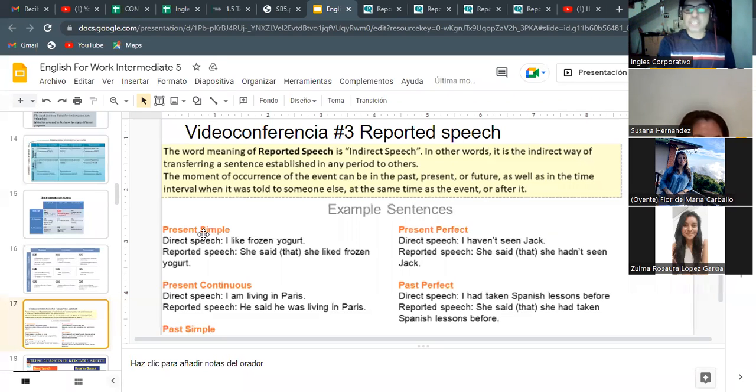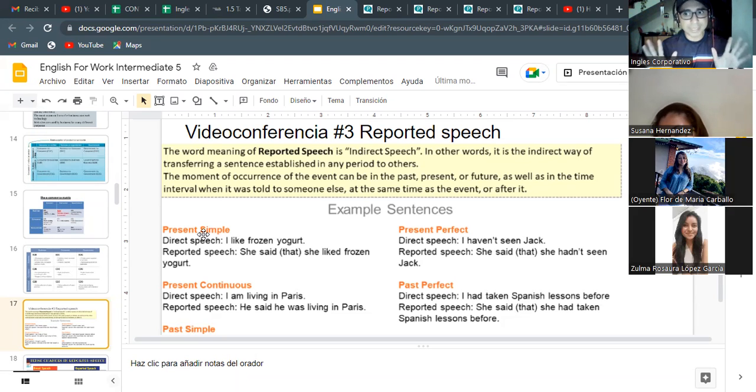Very good, perfect, Susana. So let's analyze what is reported speech. The word meaning of reported speech is indirect speech. It's indirect because we're going to say something that another person said. That's why it's indirect, because it's not something that I say, it's something that somebody else says. So in other words, it is the indirect way of transferring a sentence established in any period to others. So we're saying what others say. The moment of occurrence of the event can be in the past, present, or future, as well as in the time interval when it was told to someone else, at the same time as the event or after it. So it can be in all the tenses.